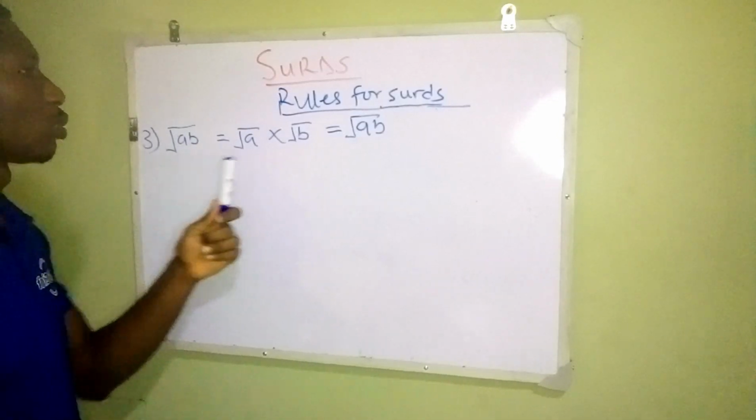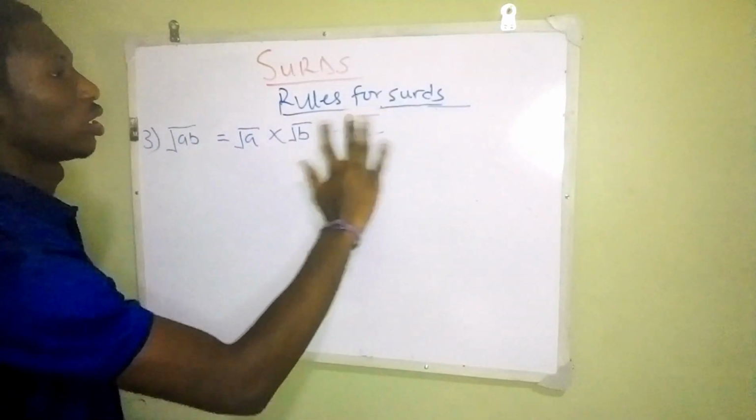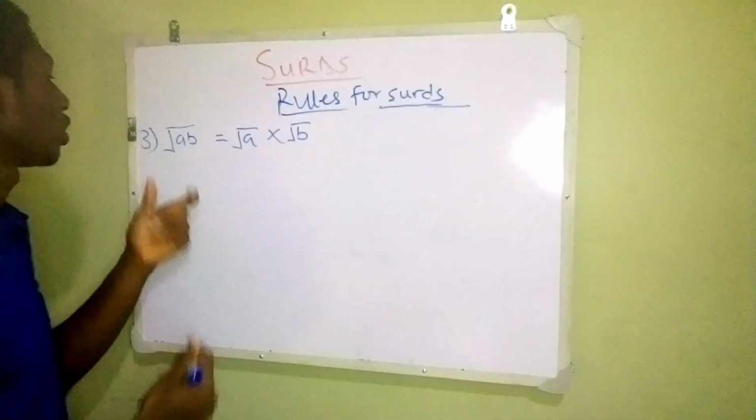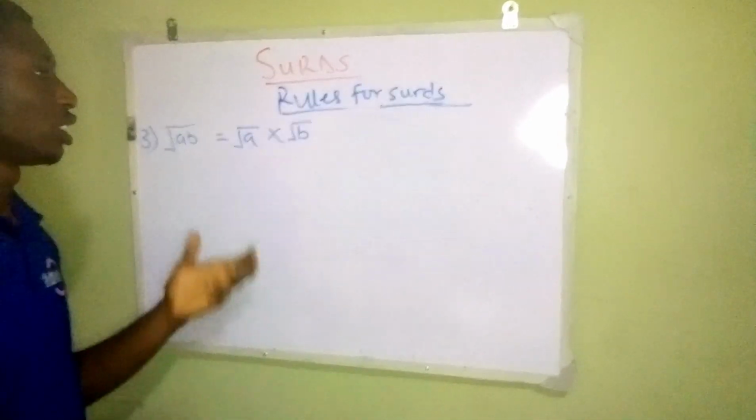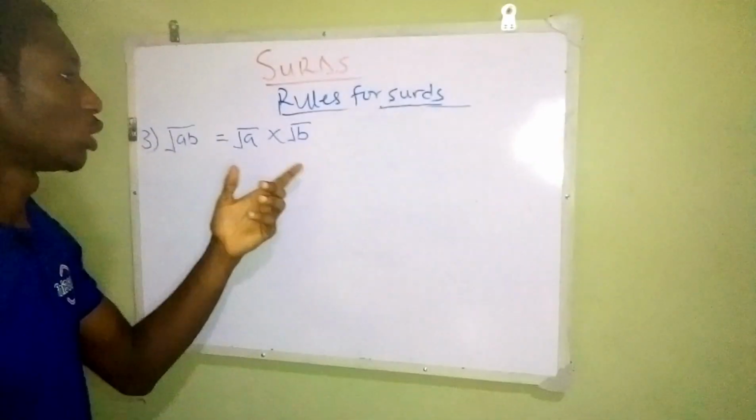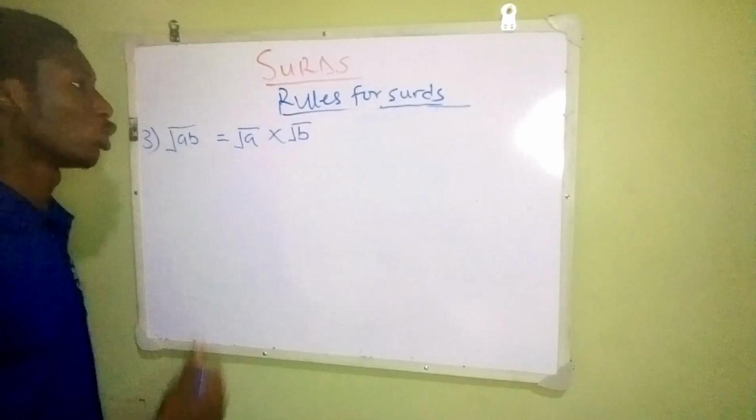So if I have this expression, I can write it as this. If I have this expression, it can be written as this. And this is what we refer to as your multiplication rule. This is your multiplication rule.